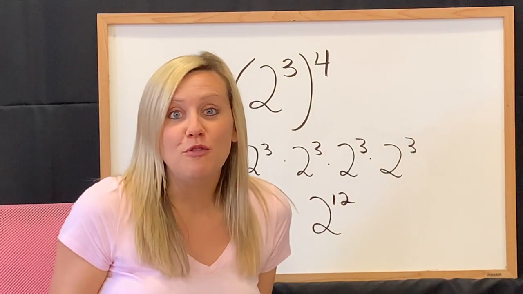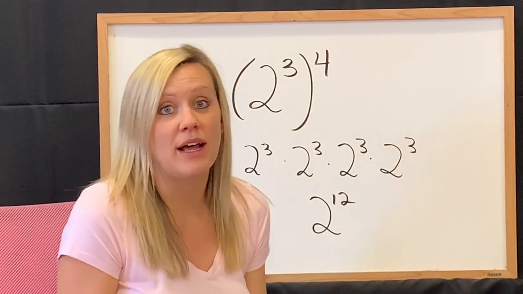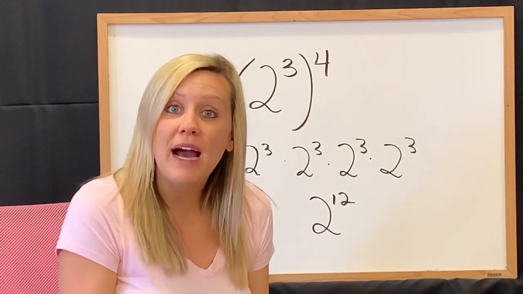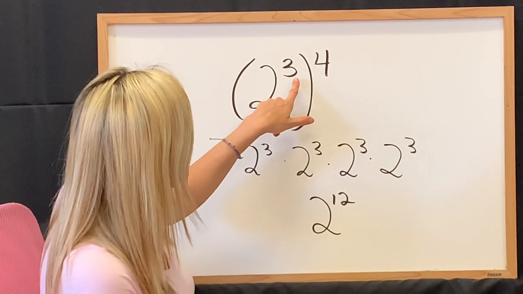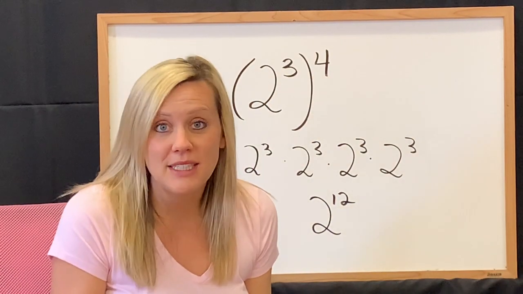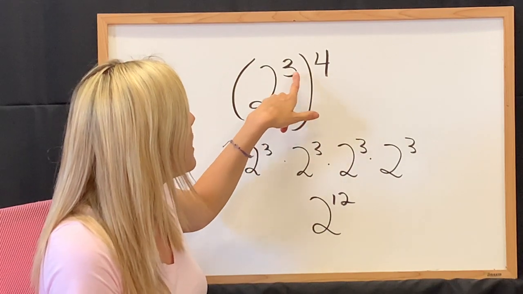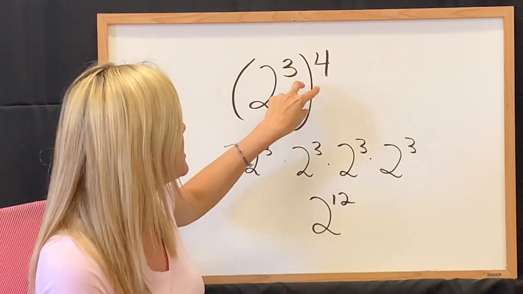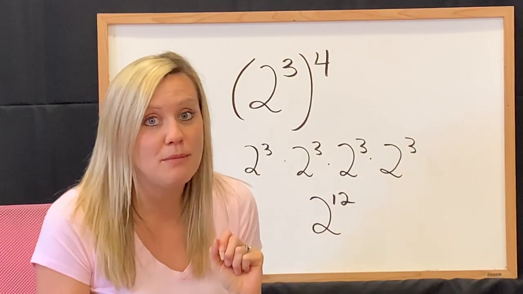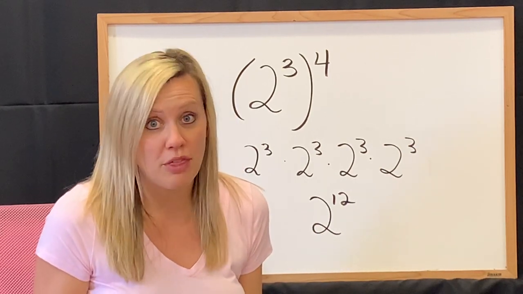Now, if you notice a pattern, you are not going to have to write all of this out every time. With the power rule, what you can do is you can take these two numbers, 3 and 4, and you can multiply them together to get 12. It's basically 4 groups of the 3 2's. So that's why we can take those and multiply them. So the simplified answer would be 2 to the 12th, okay?